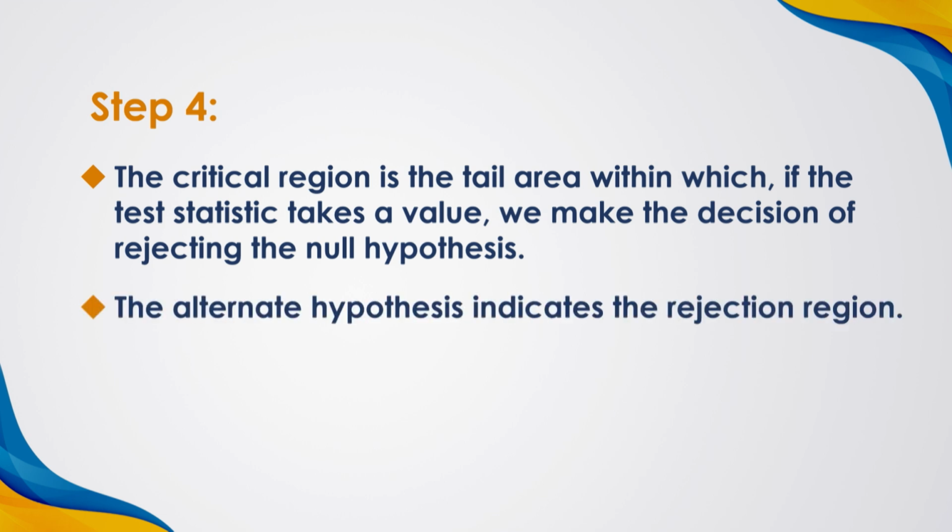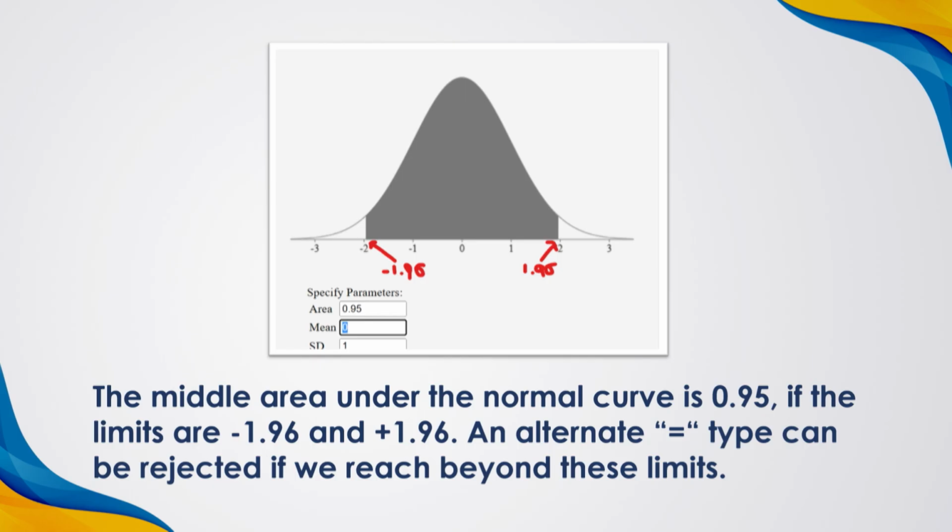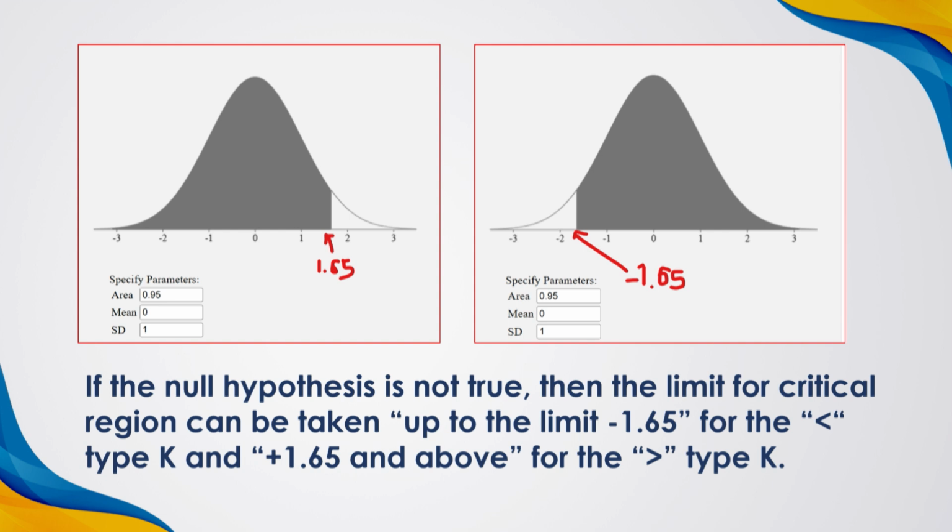The alternate hypothesis indicates the rejection region. The reason for calling them tail tests will now be explained. We have given here a plot, a normal curve plot. You can see that the area under the curve between minus 1.96 and plus 1.96 is highlighted. This area has the value 0.95. A null hypothesis can be rejected if we reach beyond these limits. We have given two plots.